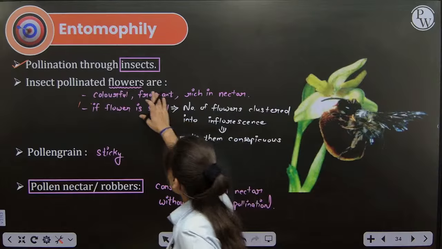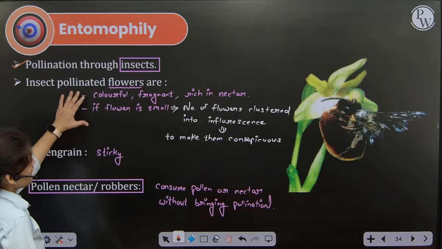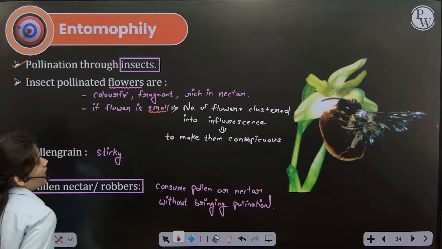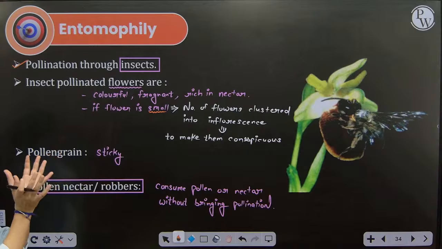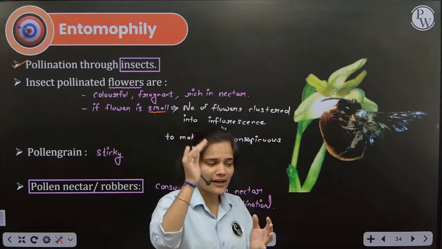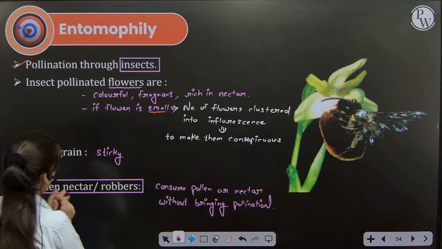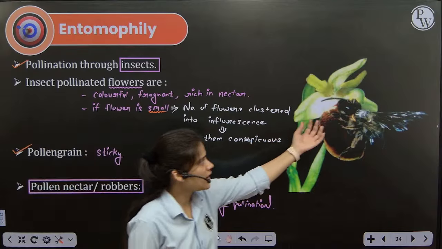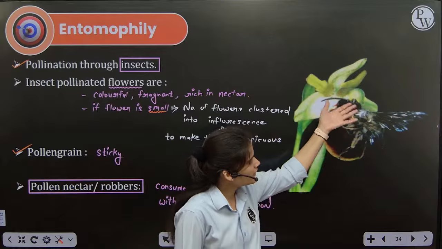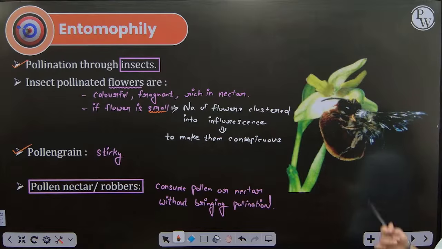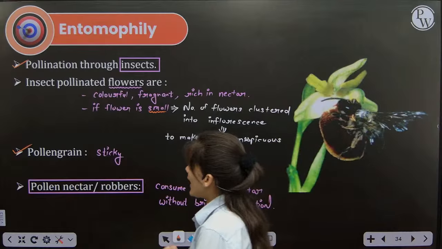Second thing, they should be rich in nectar. If the flower is small, then what happens? Many flowers can cluster into an inflorescence so that they become visible to the insect. Next, pollen grain should be sticky so that it can stick to the body of the insect. When this insect goes to another flower for nectar, pollination takes place.